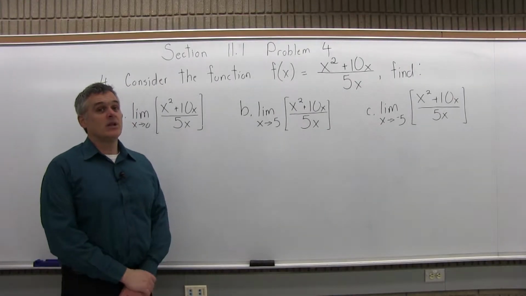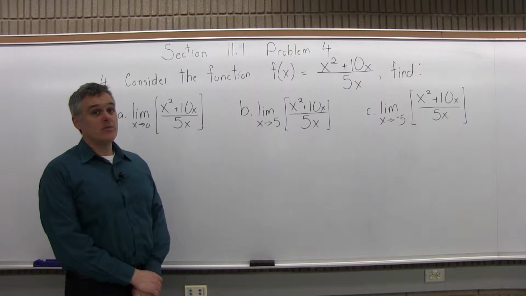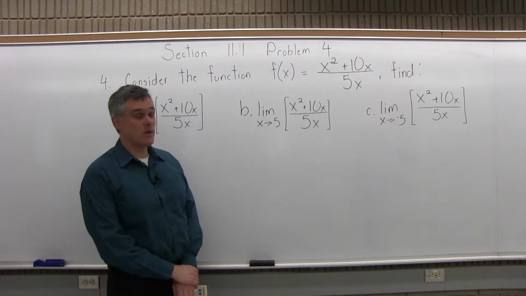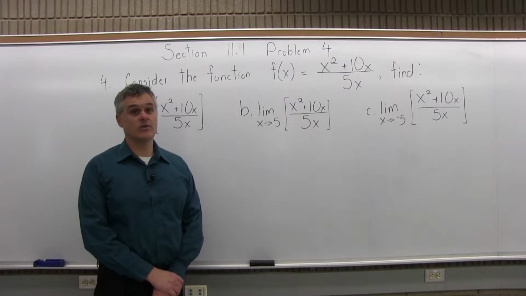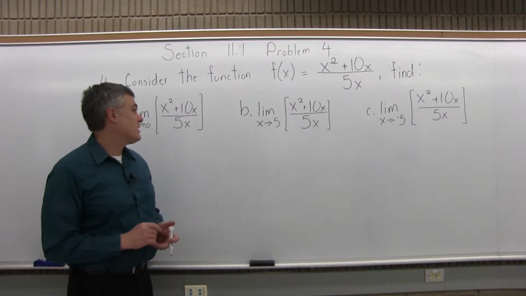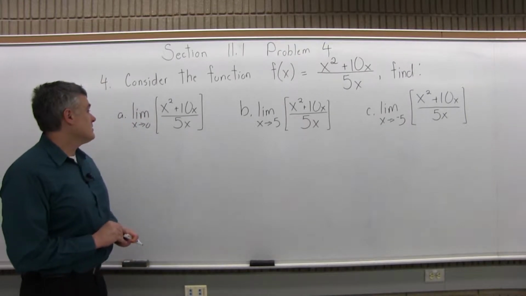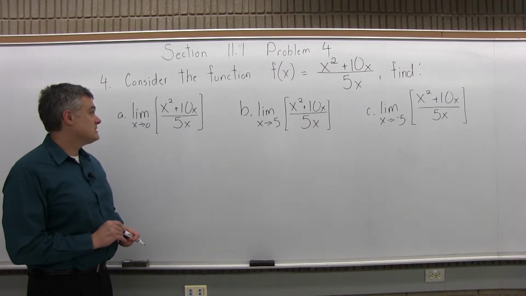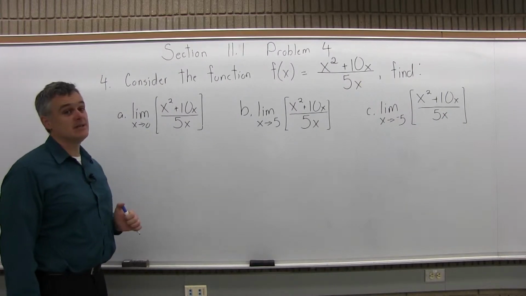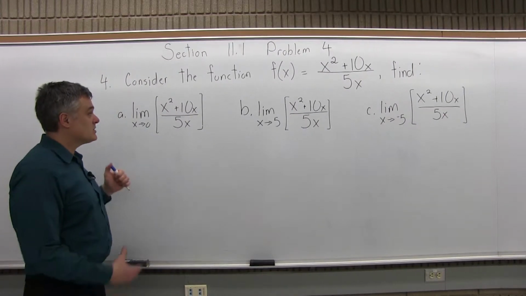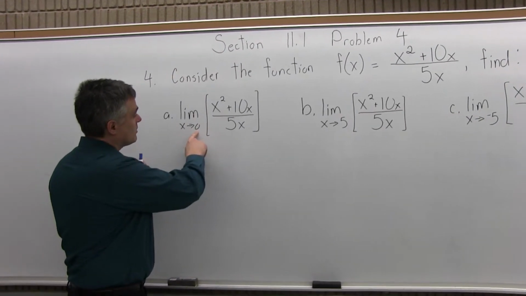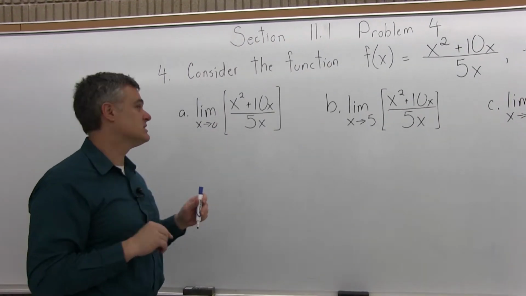This is Section 11.1, Problem 4. It says, consider the function f of x equals x squared plus 10x over 5x and find some different limits. So part A, you want to find the limit of x squared plus 10x over 5x as the input value approaches 0. So I'd like to just put in a 0 for x and see what happens. Again, we're not really putting a 0. We're putting in values really super close to 0.